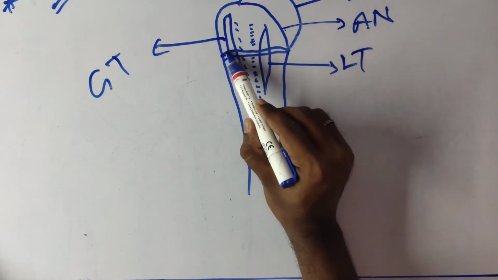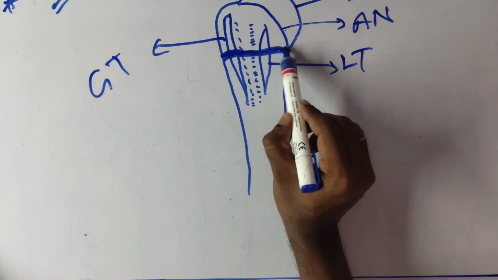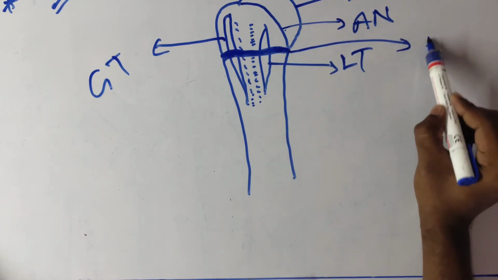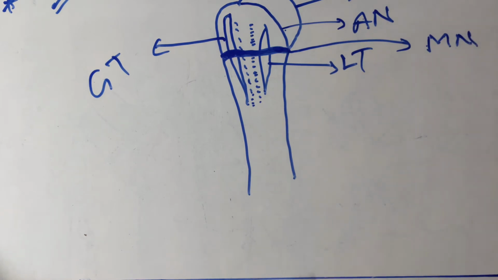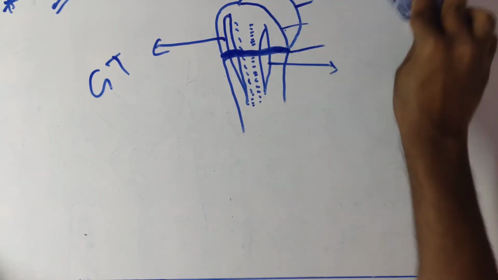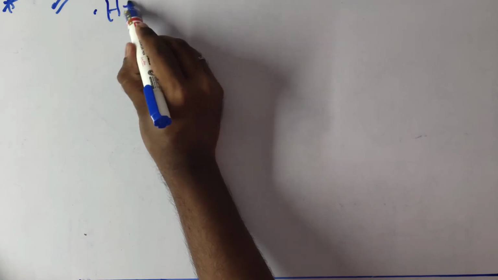In the later class you will know what the epiphyseal line is, and at this point there is the morphological neck. Understood? Okay, this is actually the diagram of the upper end, and next we discuss each and every point of the upper end of humerus. Now the upper end of humerus is divided into some main parts. First one is head.